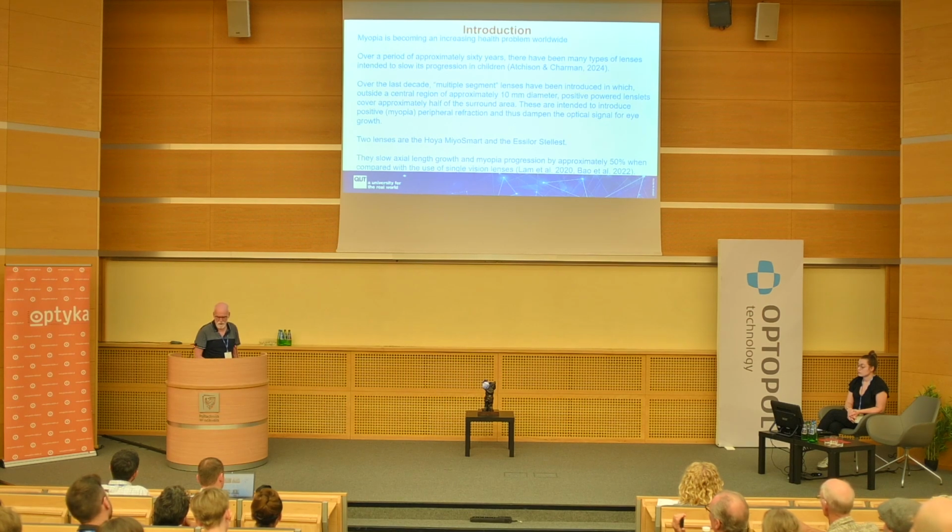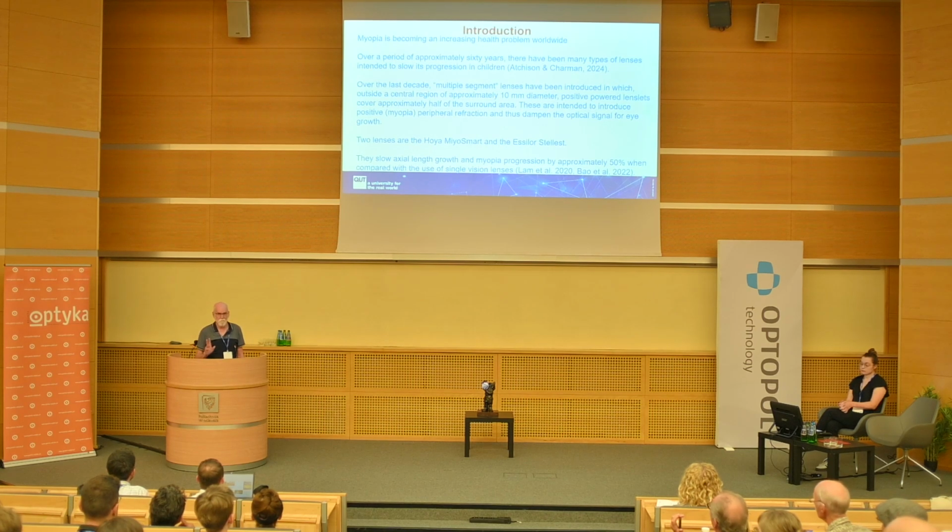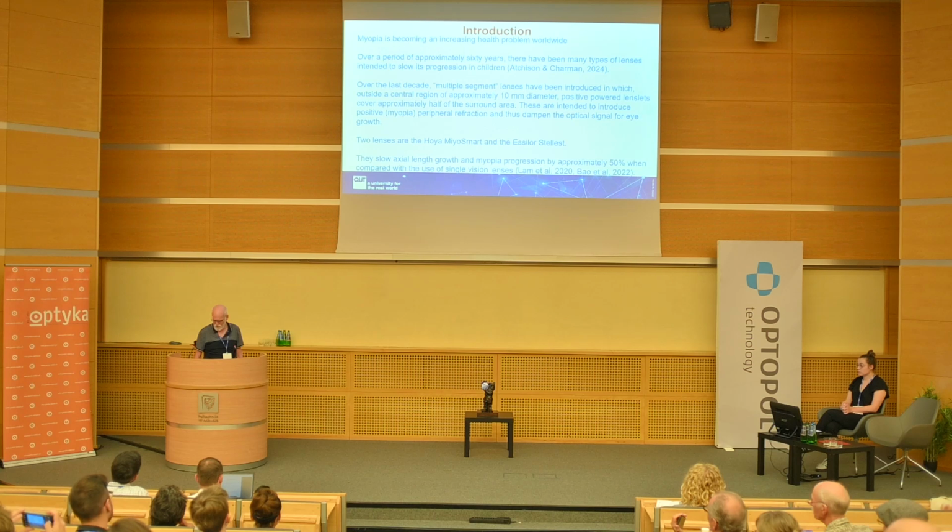Now, two of these lenses are the Hoya MySmart and the Essilor Stellest, and there are others, but I'm just going to talk about those two. I just noticed the pen has got MySmart written on it. Okay, they do seem to work, and the studies have shown that they slow axial length growth and myopia progression by about half when compared to the growth that you'll get with single vision lenses. However, most of the studies that have been done have been industry promoted. That doesn't mean they're wrong, but it would be nice to have some independent ones.